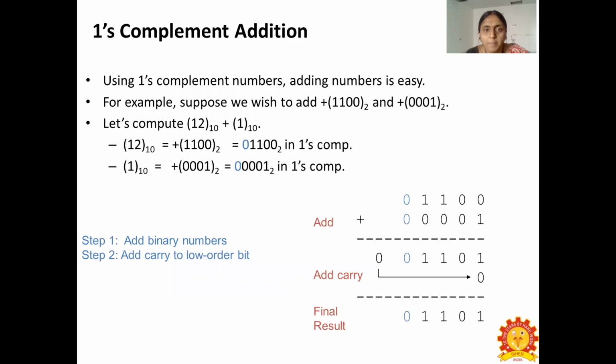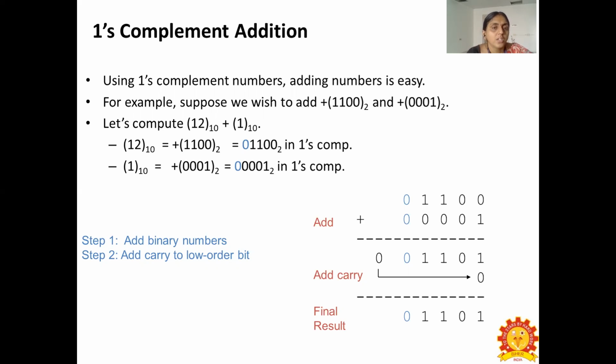So how to do 1's complement addition? First we have to find the 1's complement. Using 1's complement numbers, we can add the numbers very easily. Suppose we want to add 1100 in binary form and 0001 in binary form. So how to add this? If the given number is positive, then the sign bit will be 0, and if it is negative, then the sign bit will be 1.